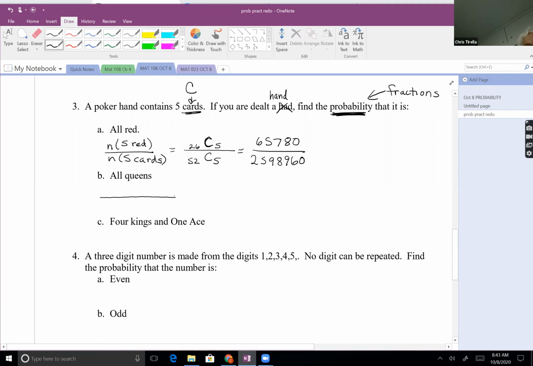If so, the next one's still a probability. It's still going to be combinations. I want the number of ways I can get 5 cards. And in my numerator, I want the number of ways I can get 5 queens.